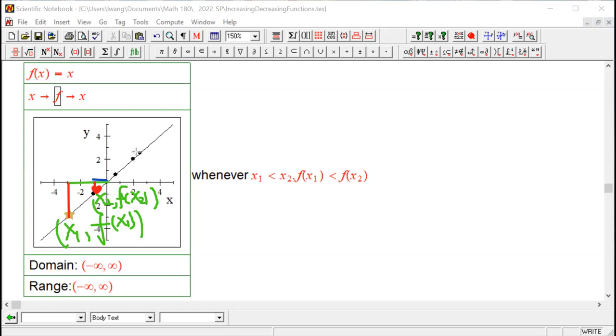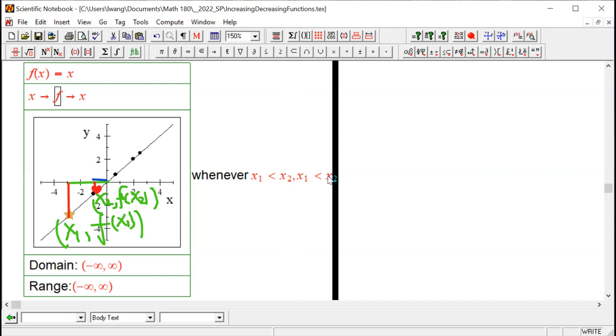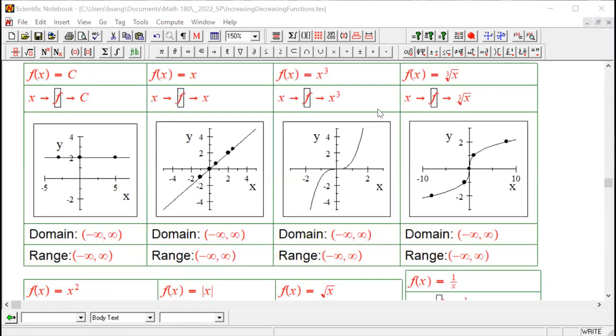Is that true if I have x1 on this side and another x2 on the other side? Of course. So it is always true, and therefore it is an increasing function, because the output is always the same as the input. Whenever x1 is less than x2, the output for x1 is x1 and the output for x2 is x2. Therefore, this is always true. All right, so let's look at another example.